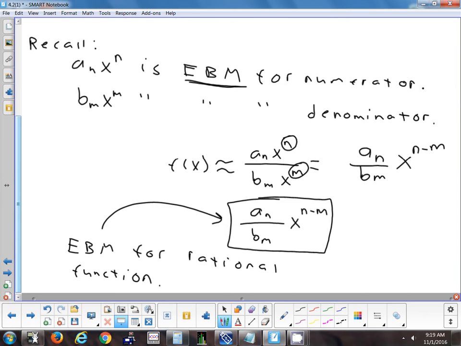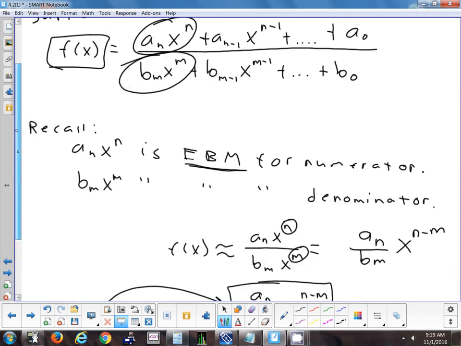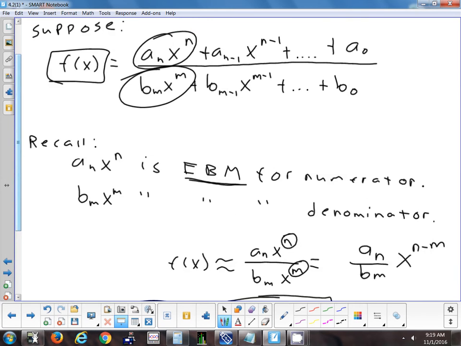Okay, and remember that the EBM is handy because it tells us basically, if you zoom out enough, what the function basically looks like. Okay, the other terms, they're not really that important. They're going to cause maybe little twists and turns in the middle, but big picture, all you've got to do is look at the first two.